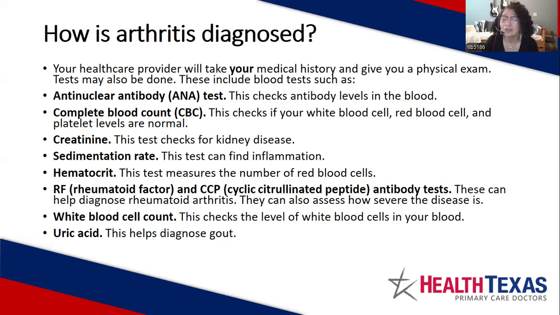Your sedimentation rates can help to identify inflammation. And of course, arthritis is an inflammatory disease. Your hematocrit. This test measures the number of red blood cells. Do you have a sufficient or an overactive number of red blood cells circulating in the blood vessels and collecting in the joints? A rheumatoid factor and a cyclic citrullinated peptide. I'm used to just calling it a CCP, guys. I apologize. These are antibody tests, and they help to diagnose rheumatoid arthritis. They can also assess the severity of the arthritis itself.